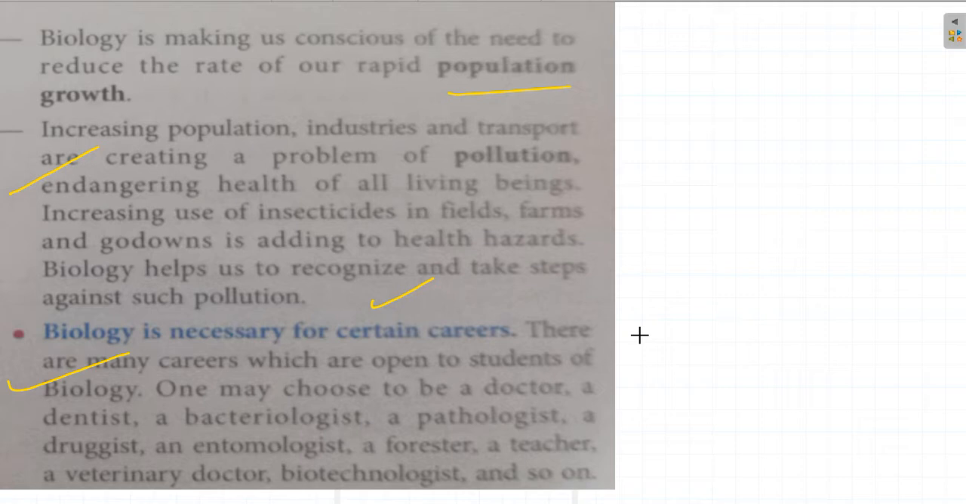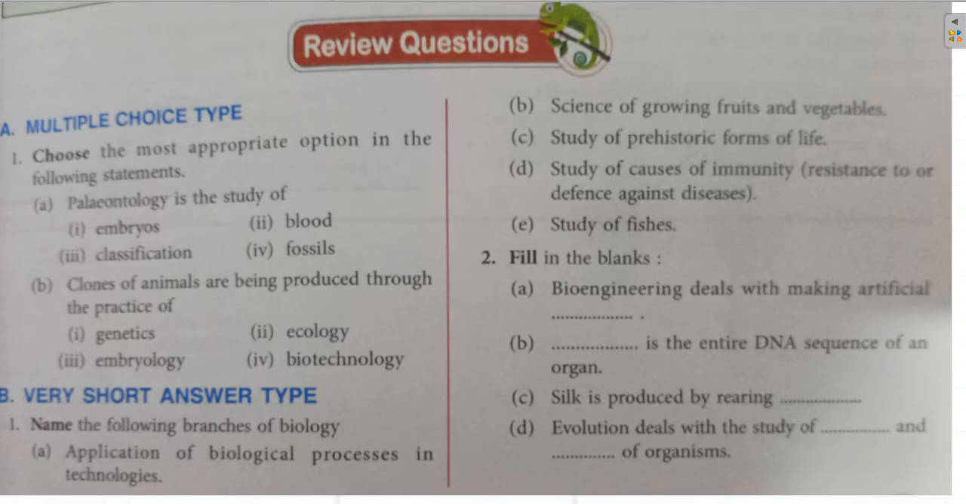So biology is necessary for certain careers. So many careers are related with biology, right? Like doctor, dentist, bacteriologist, pathologist, druggist, entomologist, forester, teacher, veterinary doctor, etc., and so on. There are many, right?